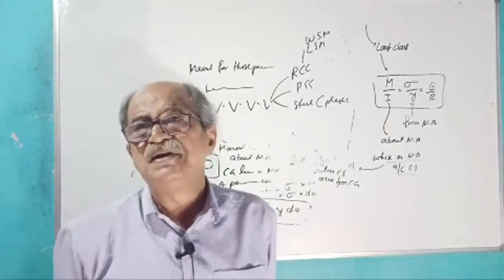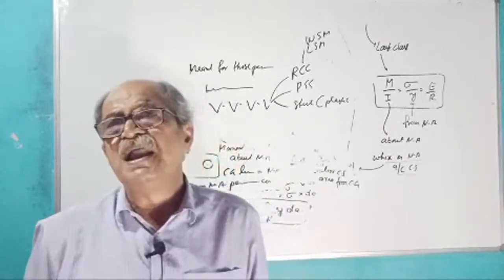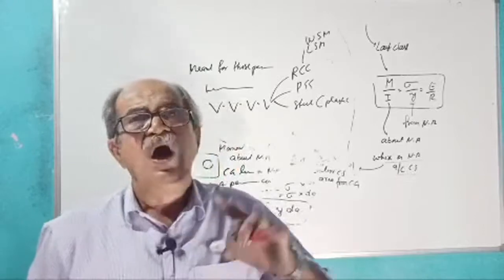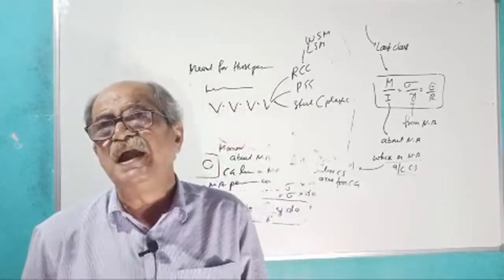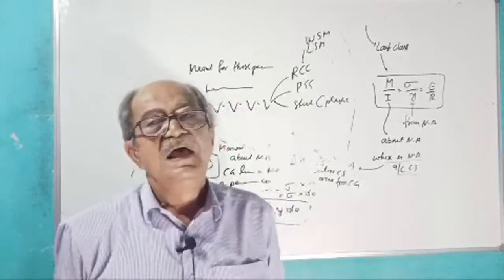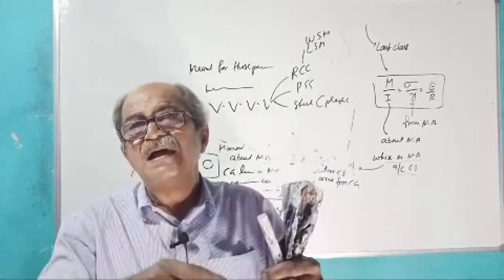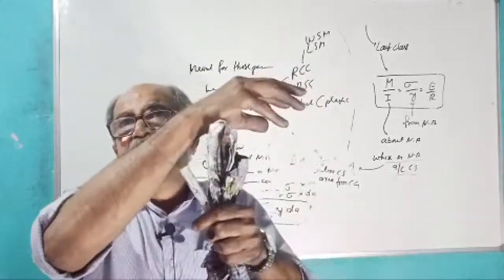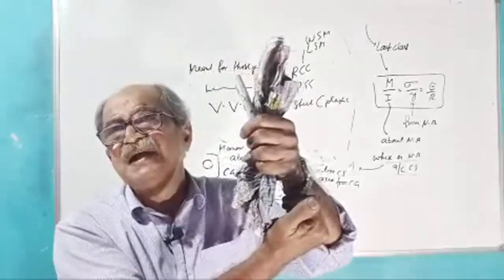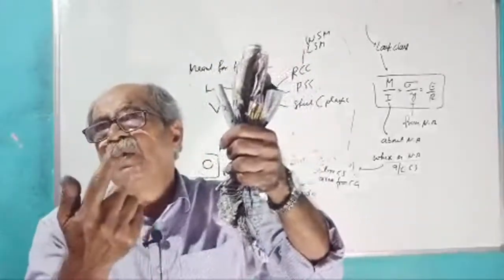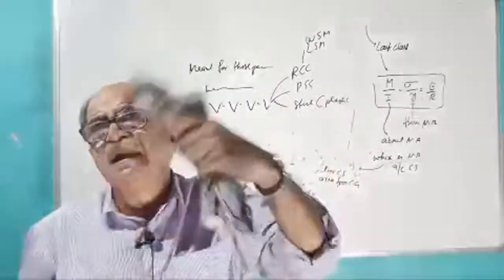Then you write Mu equal to Cu into A or Tu into A. Then you get the equation Mu equal to 0.87 Fy into AST into D into 1 minus AST Fy by BD FCK, or 0.36 XU by D into 1 minus 0.42 XU by D into BD square FCK. When you go to plastic analysis, you write the same thing there. Area A1 has stress sigma Y, the bottom area A2 has stress sigma Y, and A1 equals A2.